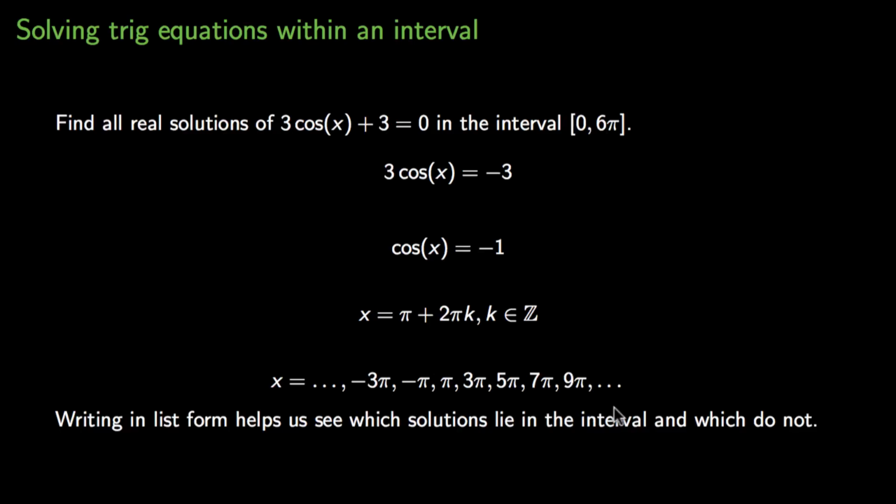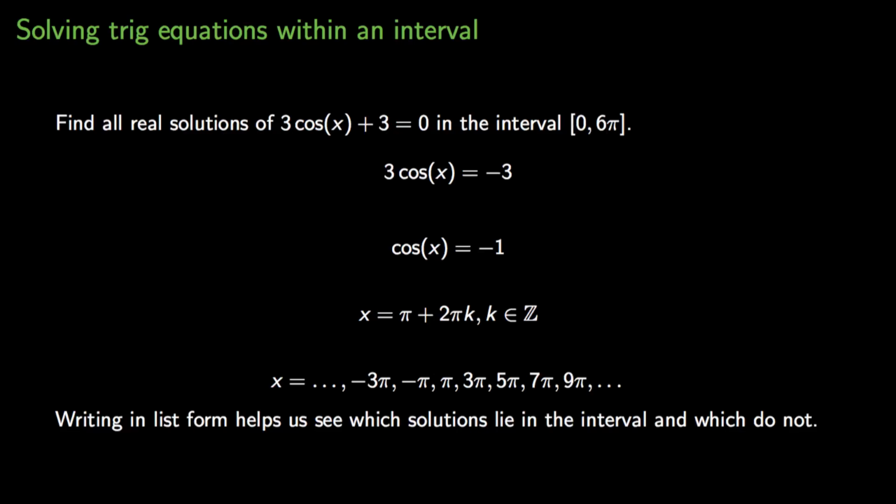It can't hurt. Now that I have things in a giant list, I get pi, 3 pi, 5 pi, 7 pi. So this list is all of the odd integer multiples of pi. This is going to help me see which solutions lie in the interval and which do not.